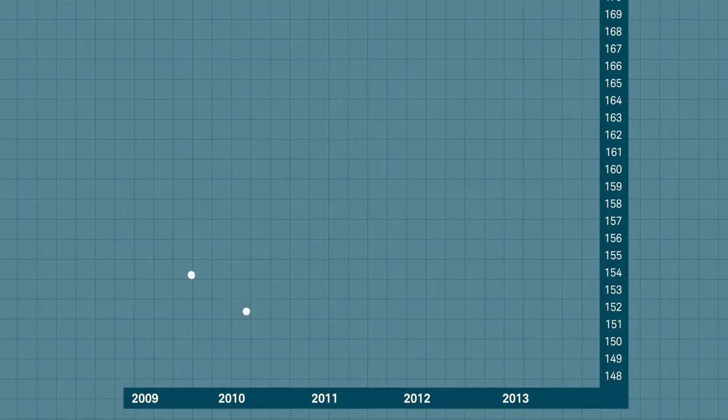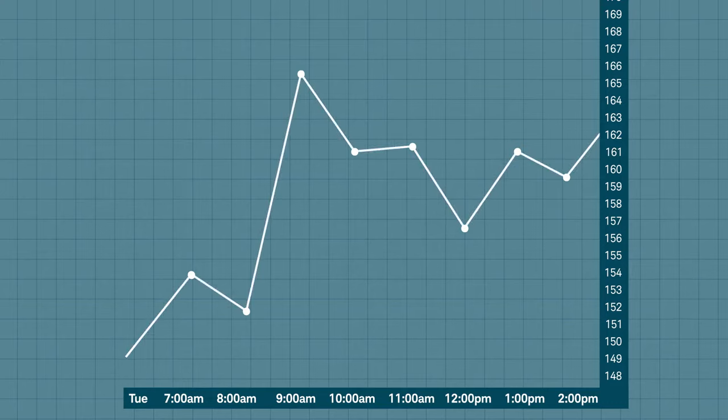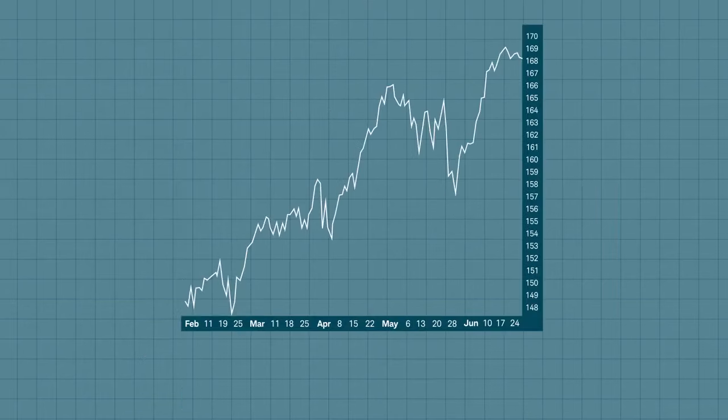Points are added to the chart to display the investment's price at the end of a trading period. On a daily chart, this would be the closing price at the end of a trading day. On an hourly chart, this would be the price at the end of the hour, and so on. The points are then connected with a line which provides an easy way to visualize price changes.